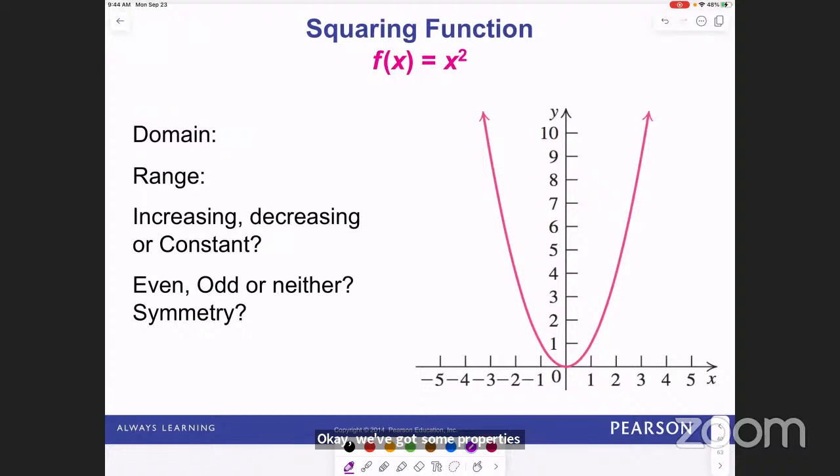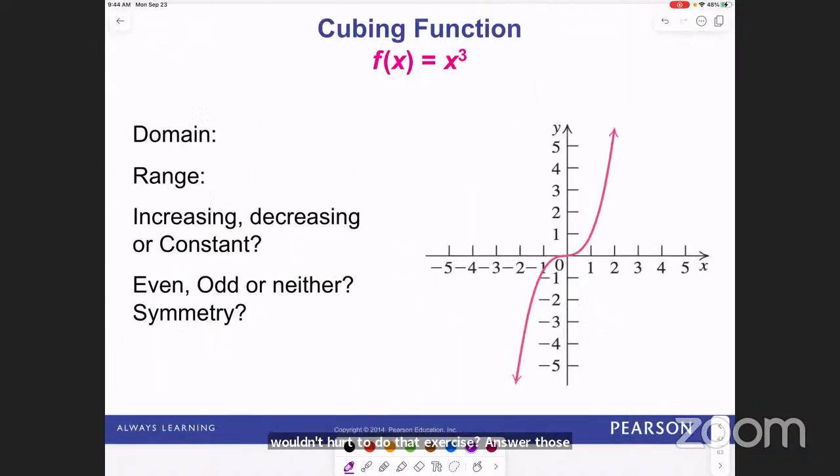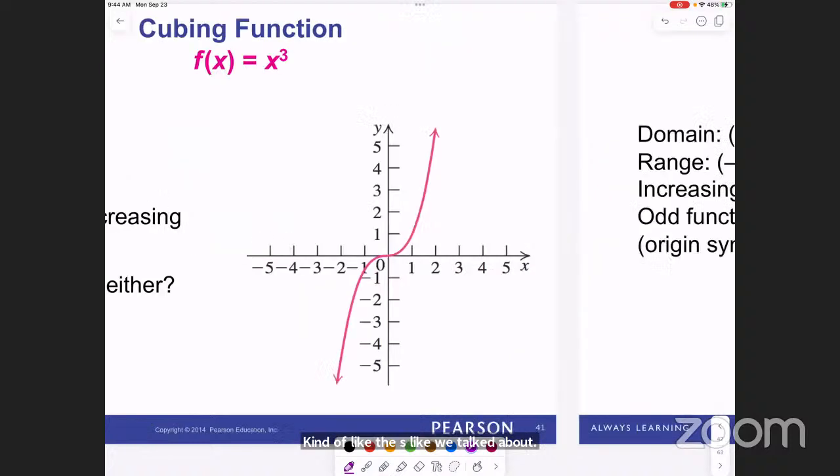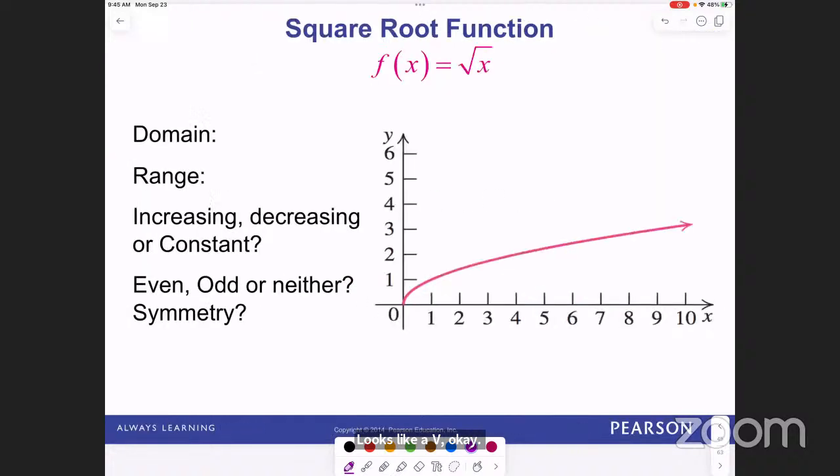The next base function is called our squaring function, which is y equals x squared. It's a parabola. That's a classic one, right? So, what's the domain? What's the range? It wouldn't hurt to do that exercise and answer those questions. Okay. Then we have our cubing function, kind of like the S, like we talked about. It looks like this. Here's an absolute value function. It looks like a V. And again, it's a good idea to watch the videos pertaining to this.